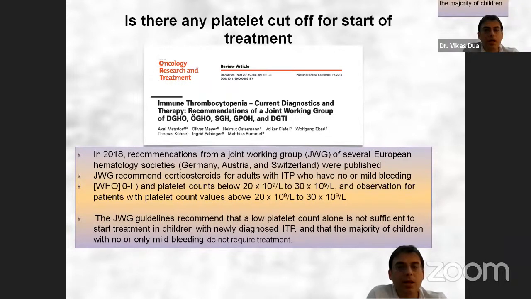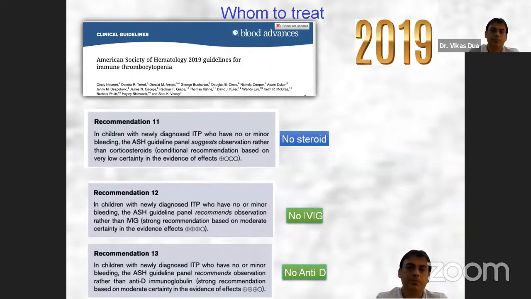But the similar joint working group recommended that low platelet count alone is not sufficient to start treatment in children with newly diagnosed ITP, and that the majority of children with no or mild bleed do not require treatment. So please understand that even the recommendations from Europe and the US don't say that you need a specific platelet count before you start therapy. You need to look for evidence of mucosal bleed, and that's what each and every society says.